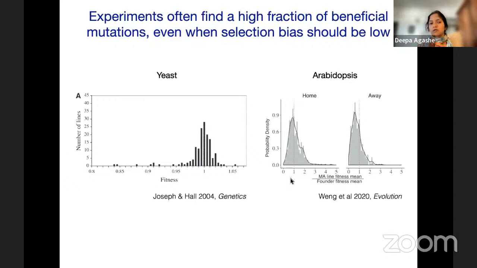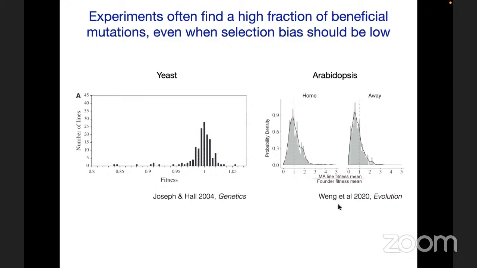But there are probably also problems with how we have made some of these estimations of what the DFE should look like, without having sufficient understanding of how many mutations went into these estimates. I think there are some questions. Please go ahead.